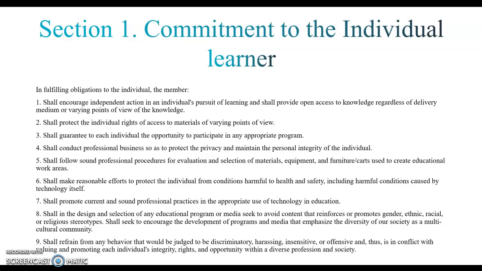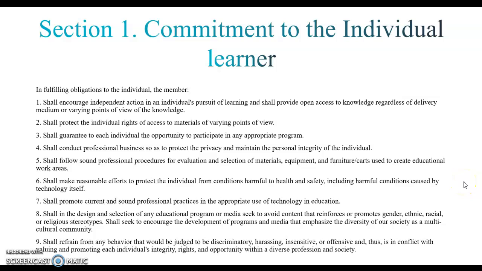Fifth, shall follow sound professional procedures for evaluation and selection of materials, equipment, and furniture used to create educational work areas. Sixth, shall make reasonable efforts to protect the individual from conditions harmful to health and safety, including harmful conditions caused by technology itself. Seventh, shall promote current and sound professional practices in the appropriate use of technology in education.